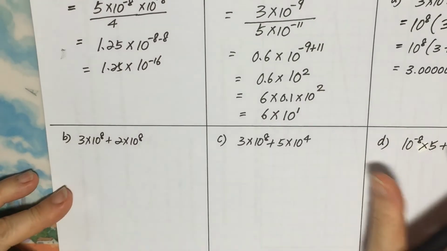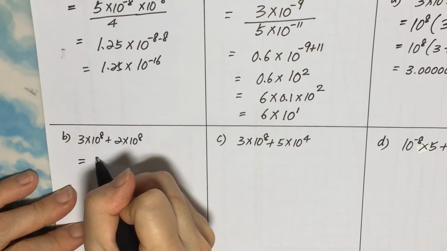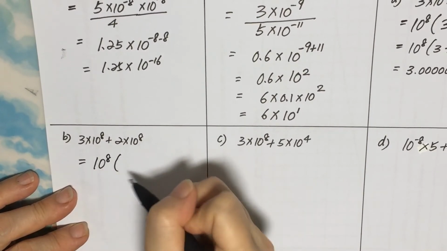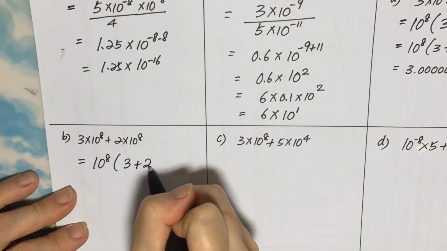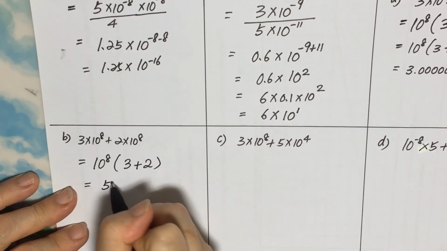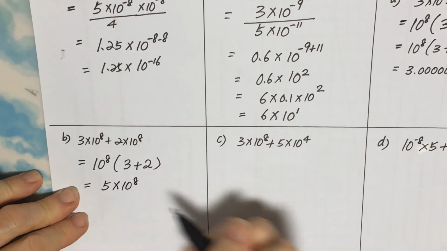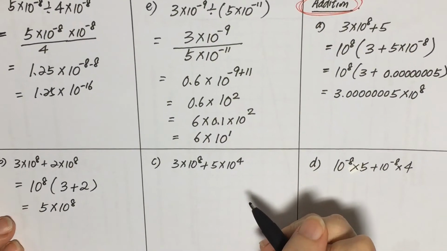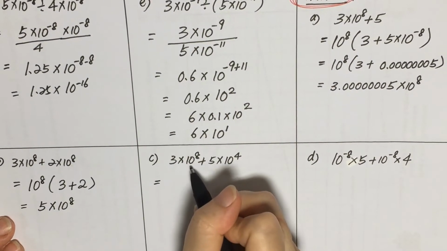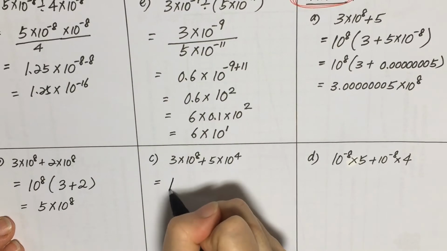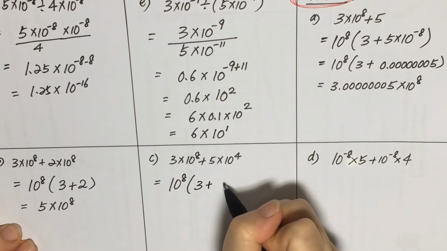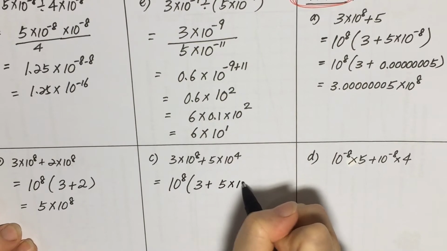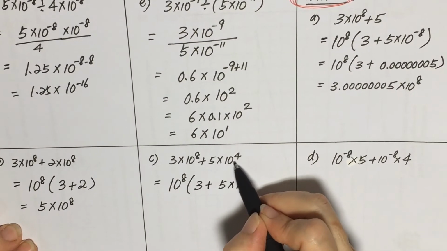Okay, next question. This is easy. Both of them have a common factor of 10 to the power of 8. So I'll just take 10 to the power of 8 out. So I'm getting 3 plus 2. So 3 plus 2 is 5. So 5 times 10 to the power of 8. Then the next one, 10 to the power of 8, 10 to the power of 4. I'm going to bring 10 to the power of 8 out. So I'm getting 3 plus 5 times 10 to the power, originally 10 to the power of 4.